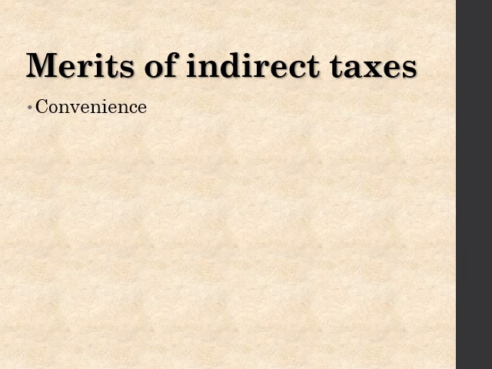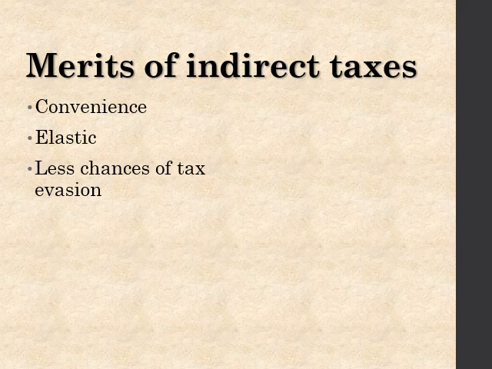The merits of indirect taxes are, first, convenience. It is very convenient because only when you buy some stuff do you have to pay the taxes. Otherwise, you don't need to pay. Elastic: the more valuable the product you buy, the more taxes you pay on it. Let's say you are purchasing a product worth 10 lakh rupees, you have to pay a certain amount of taxes. If you are buying a 10 rupee product, you pay a certain amount of taxes out of 10 rupees. So it depends on the income you are spending. Fewer chances of tax evasion, yes, because if you purchase even a 1 rupee product, you have to pay a certain tax. If you are buying a 100 rupee product, you pay a certain tax. So it is very difficult to evade indirect taxes.